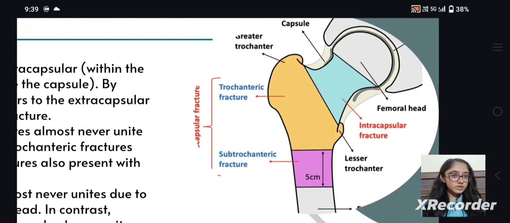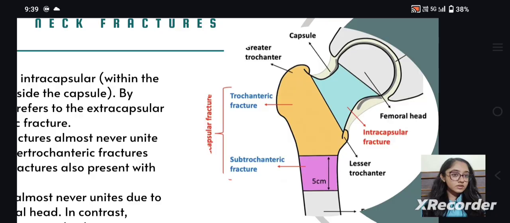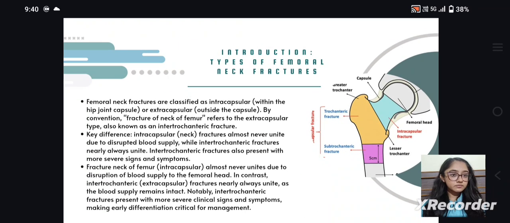So here is the picture of it. This is the greater trochanter, this is the capsule, and this is the femoral head. Between them, an intracapsular fracture could occur. Then there's the lesser trochanter, and then a trochanteric fracture at the trochanteric site. Then a subtrochanteric fracture could occur.